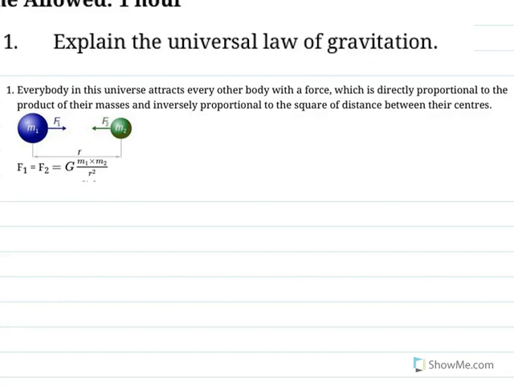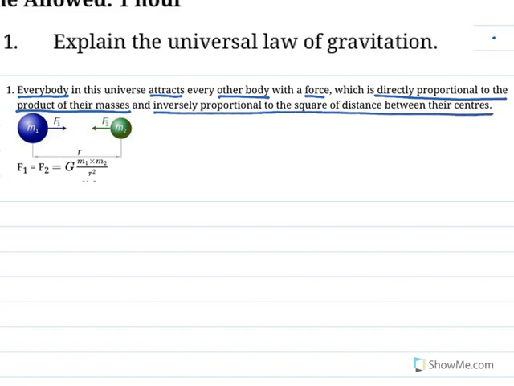Explain the universal law of gravitation. Here, every body in the universe attracts every other body with a force which is directly proportional to the product of their masses and inversely proportional to the square of the distance between their centers.